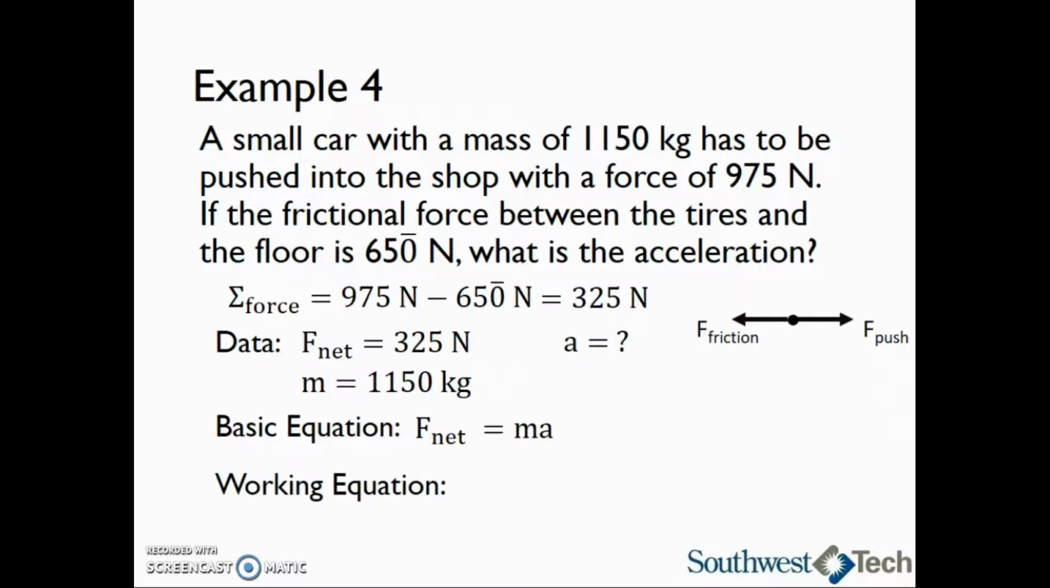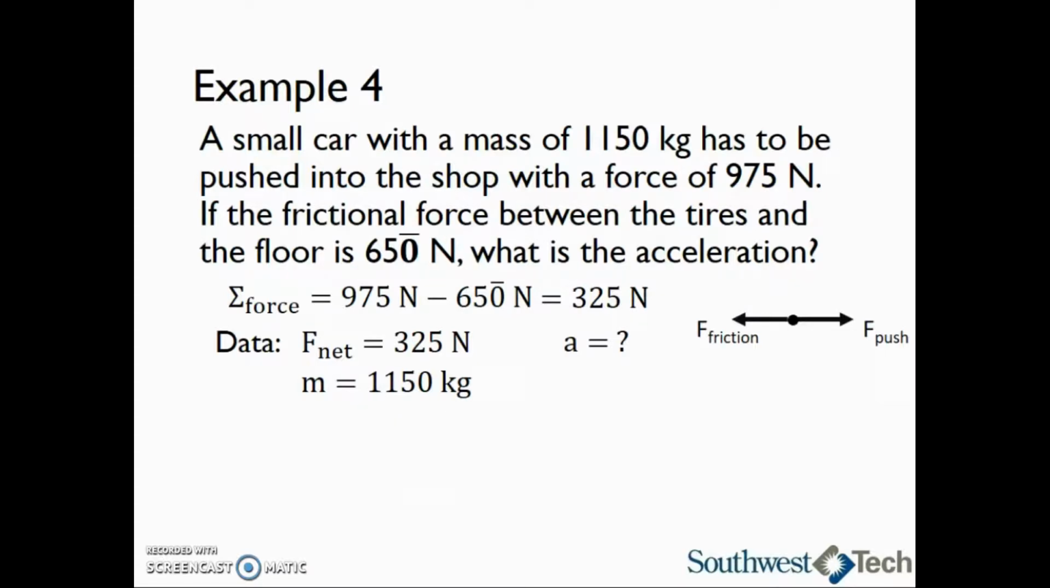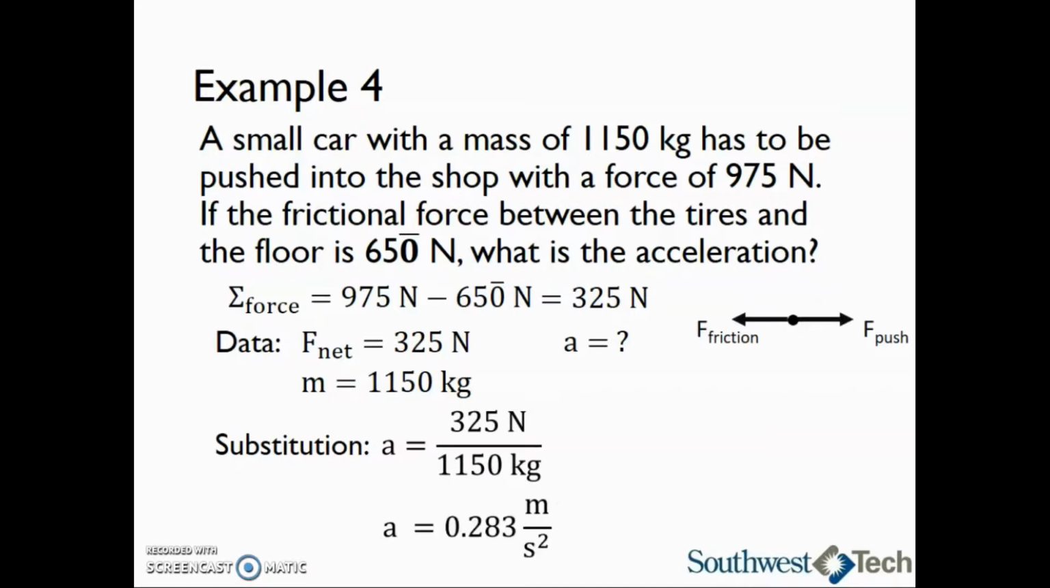If we divide both sides by mass, we see that acceleration is equal to the net force divided by the mass. Our next step is to substitute in our data. The net force is 325 newtons, and we will divide that by the mass of 1,150 kilograms to get an acceleration of 0.283 meters per second squared. This concludes our discussion on net force in one dimension.